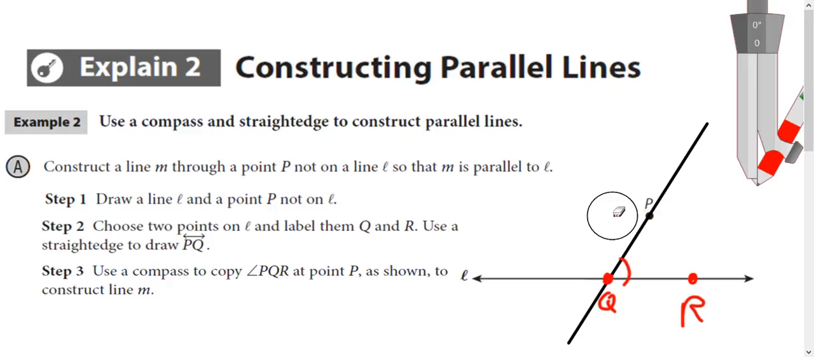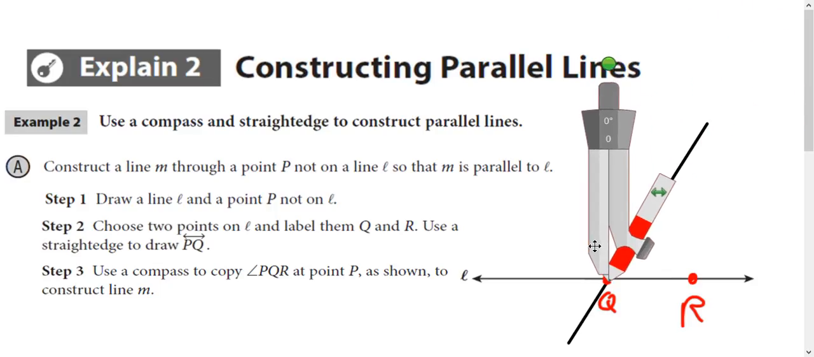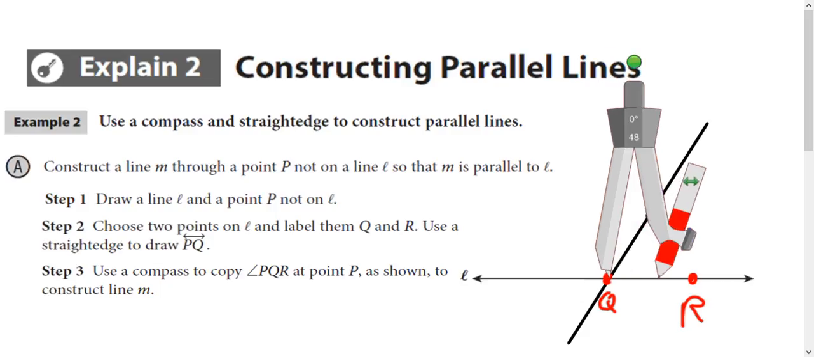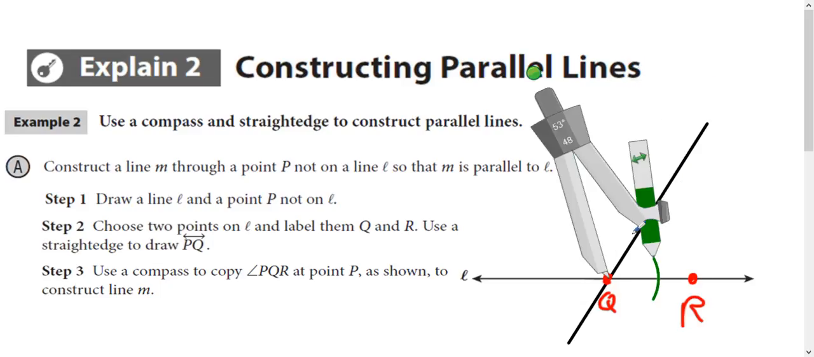So that's what we're going to do, is we're going to copy this angle PQR and put it up here on point P. So to copy an angle, you put your compass on the vertex of the angle, and you make a little arc.